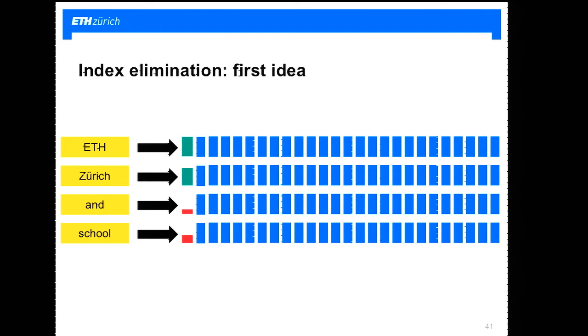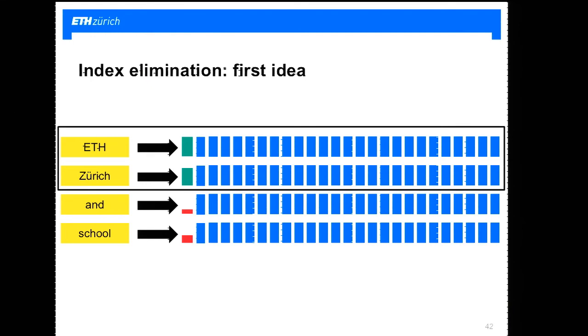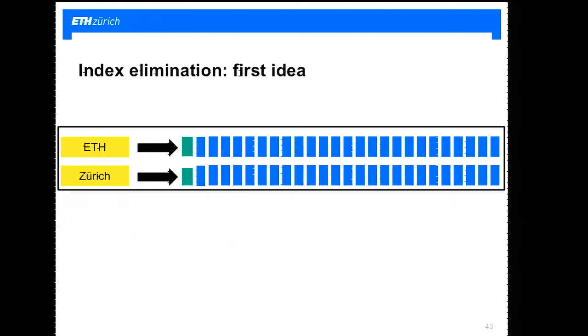So what we can do here is, for example, and and school may be very frequent. So we throw them away and just query for ETH Zurich because this has a higher IDF. There you go. So we drop the other ones. What we do here is that we reduce the number of terms that we sum on. We throw away part of the table. You can see that it makes it much faster to sum on. That's one first way of doing that.